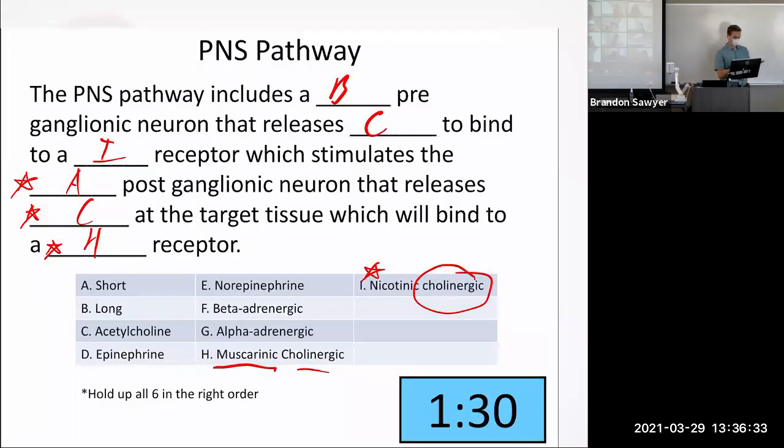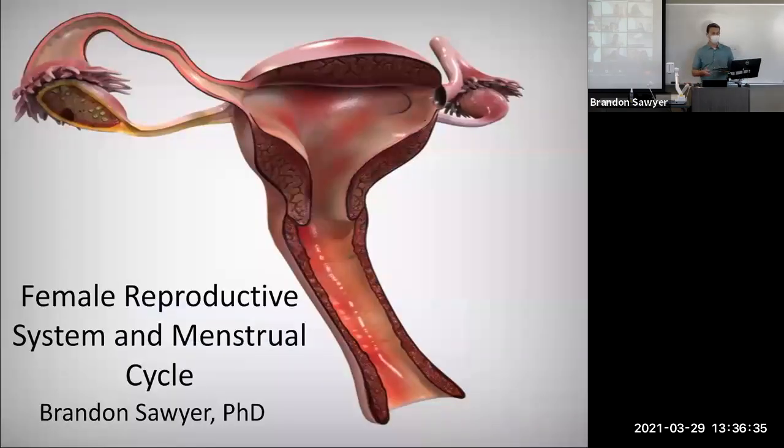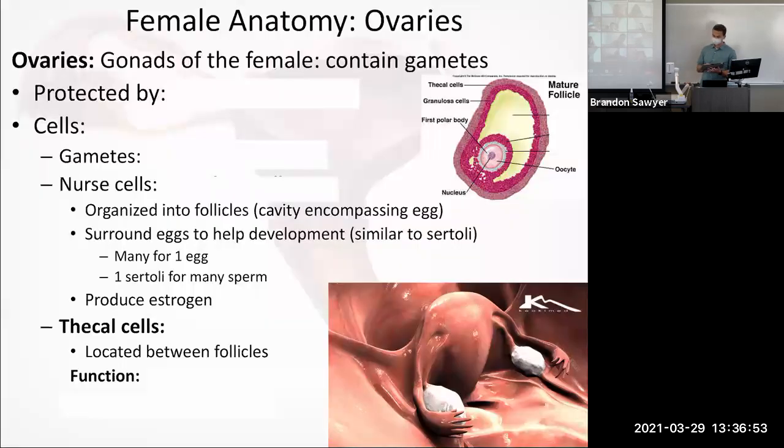All right. Today we're going to dive into the female side of the reproductive system, again the anatomy as well as the physiology. We'll spend the last part of the class looking at the menstrual cycle and the different fluctuations in hormones that occur, and the purpose for those fluctuations. So let's dive right into that.